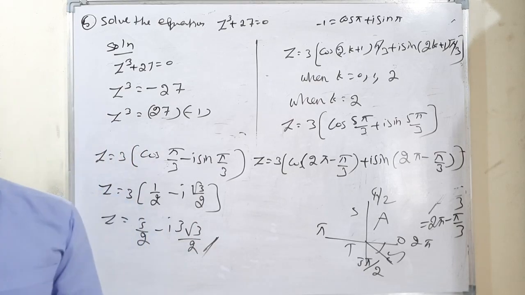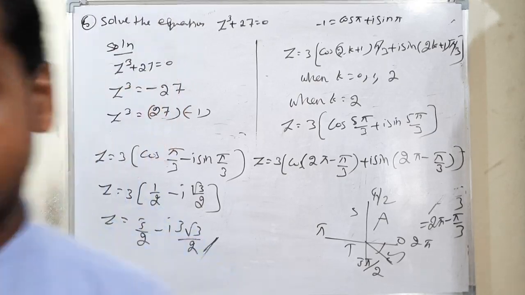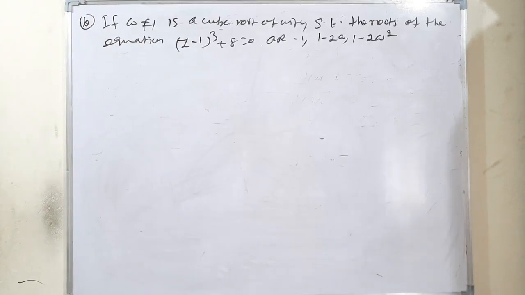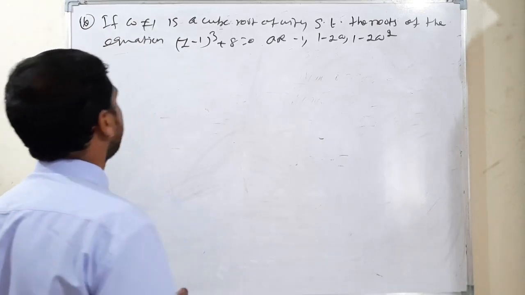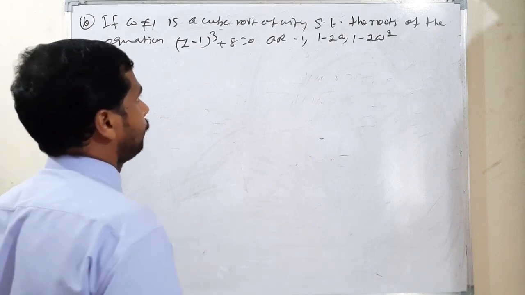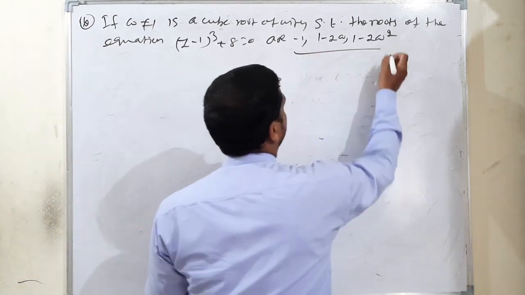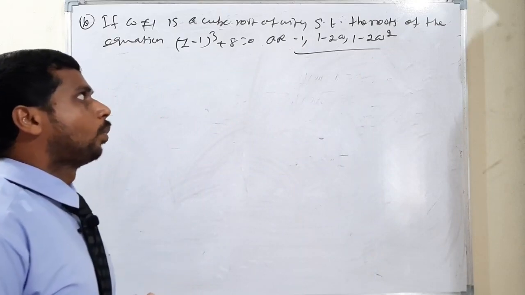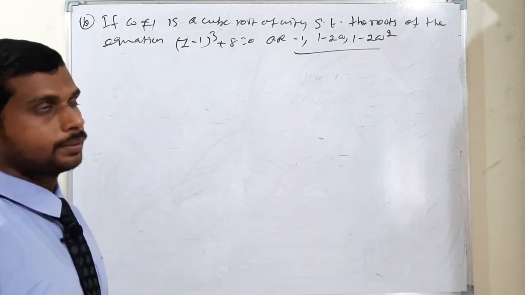Okay, I am moving to the next question from exercise 2.8. Moving to question number 6. If omega not equal to 1 is a cube root of unity, we have to show that the solutions are minus 1, 1 minus 2 omega, and 1 minus 2 omega square.